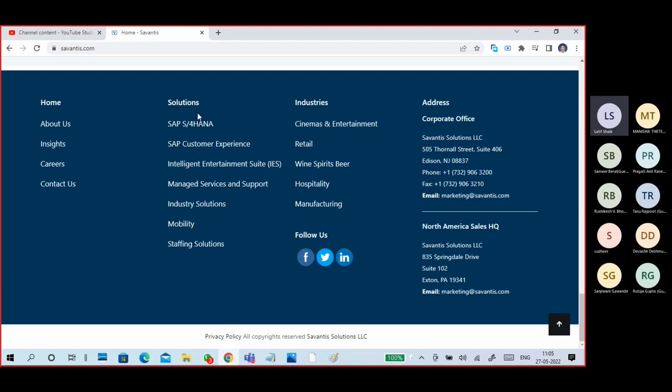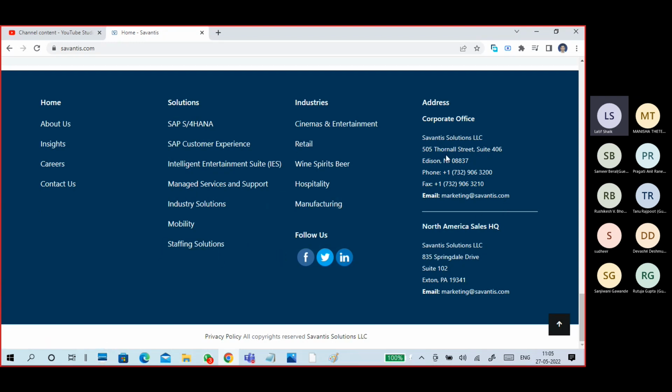So, SAP HANA, customer experience, intelligence, entertainment suite. In the US they have theaters, so we are developing Book My Show type applications for Savantis, a US-based company, not in India. We provide support from India. We are developing, but it's US based. Then managed service support, industry solutions, mobility, staffing solutions.